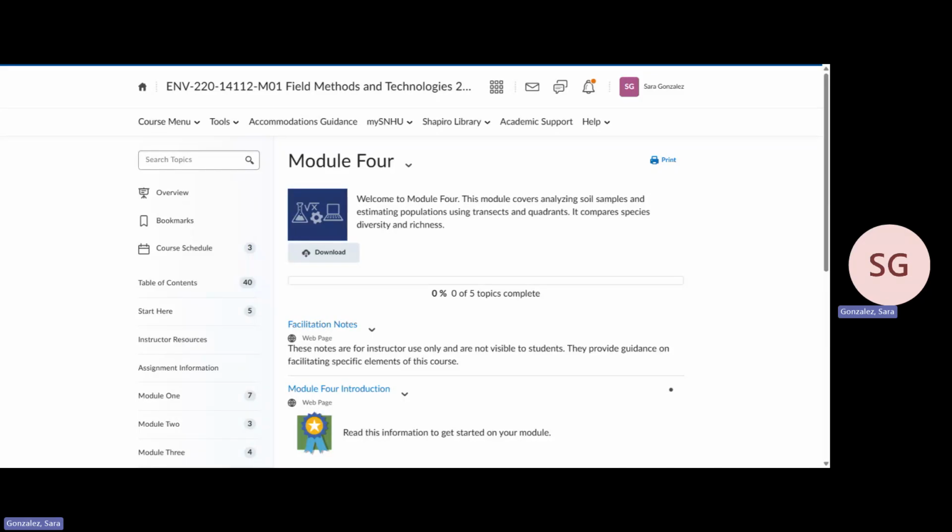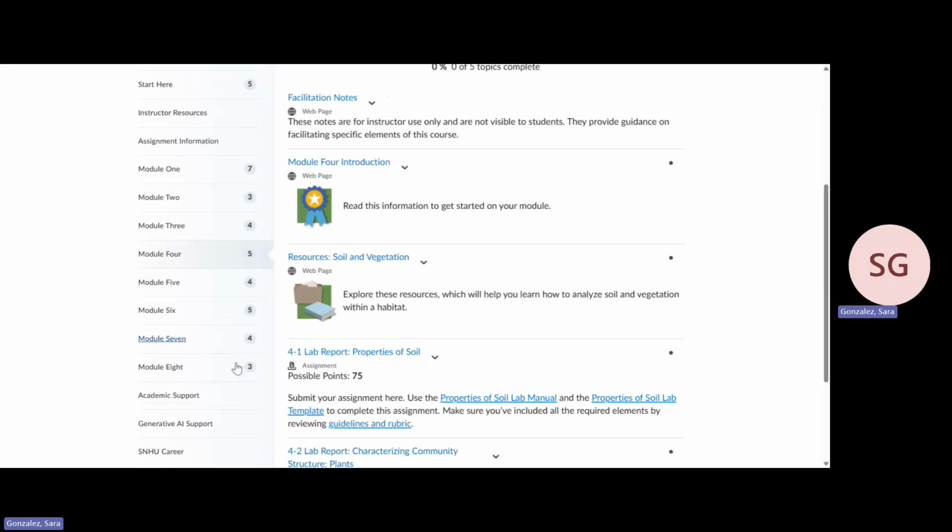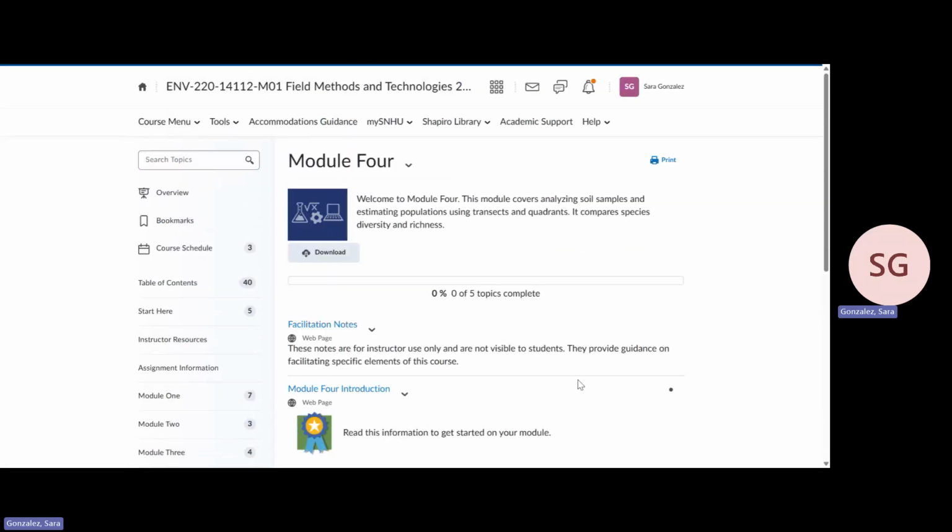Let's go ahead and get started as to what is due for this week in Module 4. Keep in mind Module 4 means halfway through the course, so make sure you have everything completed up to date.